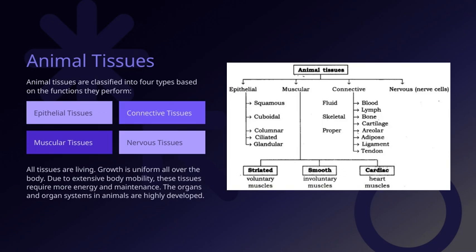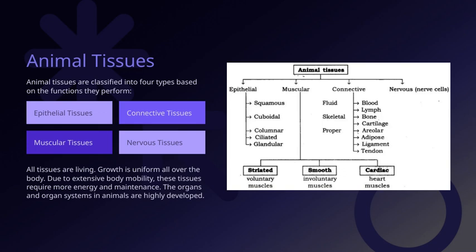Then we have connective tissues, which support and connect different parts of the body, like blood, cartilage, and bones. And finally, nervous tissues, which are crucial for transmitting signals throughout the body, enabling communication between different parts. All these tissues are living, meaning they grow and develop uniformly across the body. Because animals are highly mobile, these tissues need more energy and maintenance to keep the body functioning smoothly.